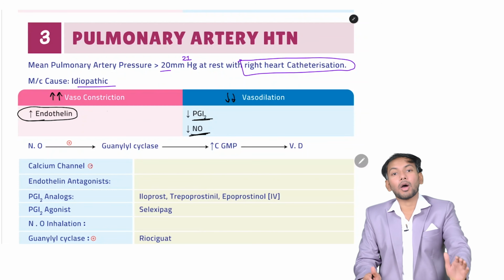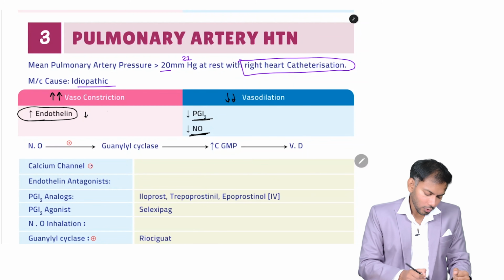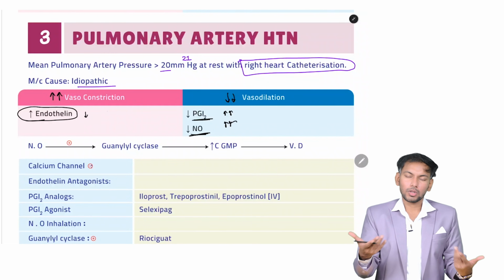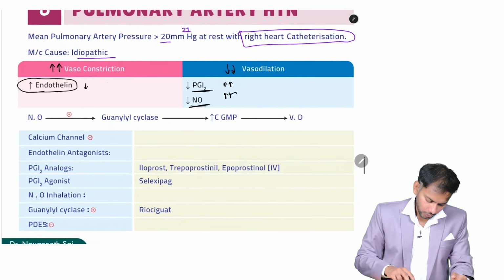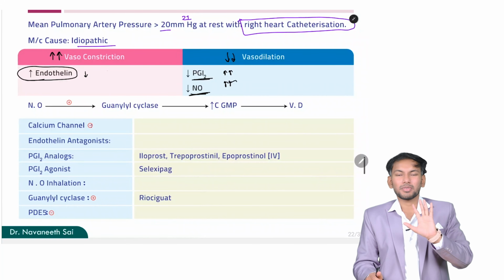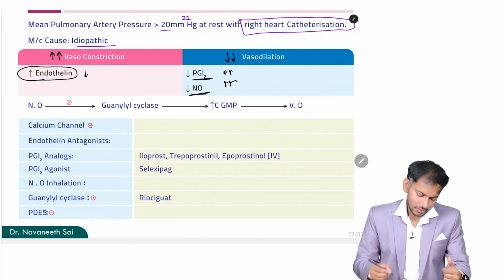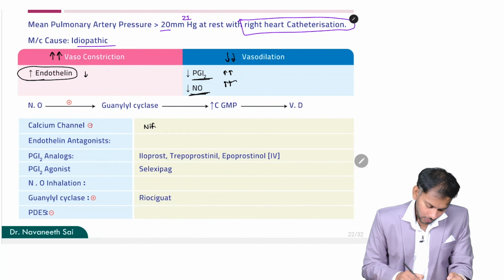This is the reason. Now how can you treat it? You decrease the endothelin and you increase the prostaglandin I2 and nitric oxide. This is the treatment. That's all. This is why I told you all of this. Okay, so we are going to see first, whenever there is vasoconstriction, you always try out the calcium channel blockers here, that is nifedipine. So you can remember the first class of drug is nifedipine.